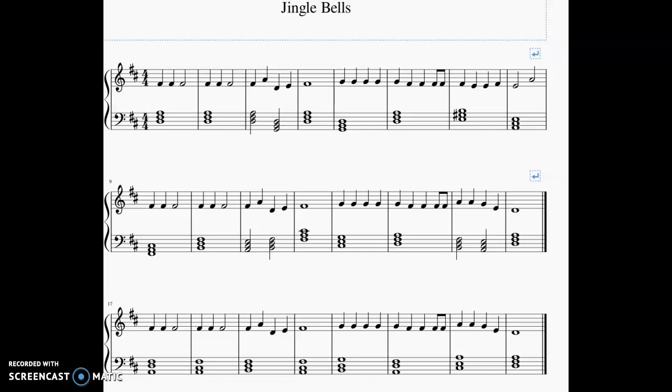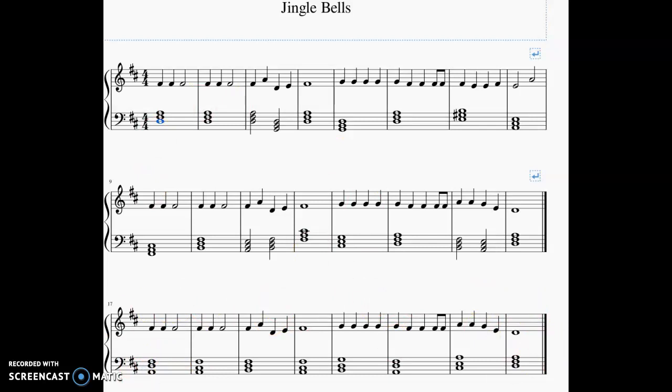So in the first 16 bars, so until this double bar line right here, all of these triads are in root position, which means you can just identify the root by looking at the lowest note. Not yet, but in a minute, I do want you to pause and figure these out. But for now, let's look at these last 8 bars.